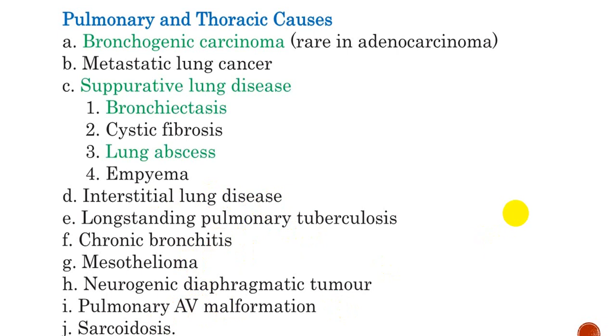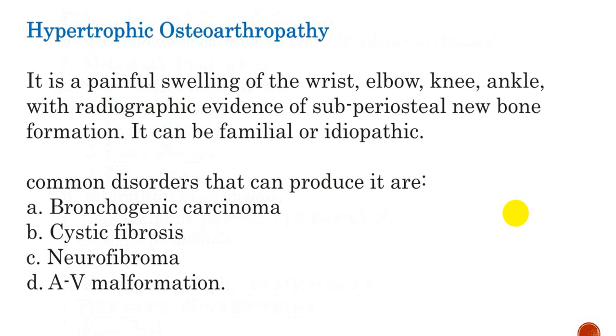This will be a question for oral exams and is very frequently asked as a short note. Clubbing is asked as a short note. And we have already mentioned, along with clubbing, if you get a painful swelling at the wrist or elbow or knee or ankle because of subperiosteal new bone formation, we call that hypertrophic osteodystrophy, which is characteristic of bronchogenic carcinoma. And occasionally cystic fibrosis, AV malformations.